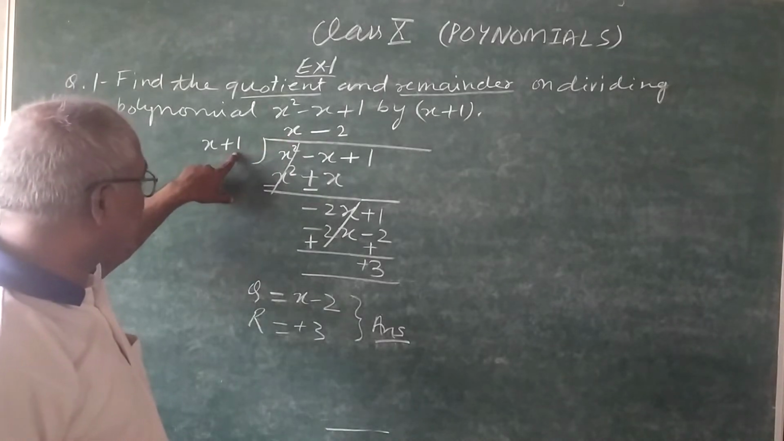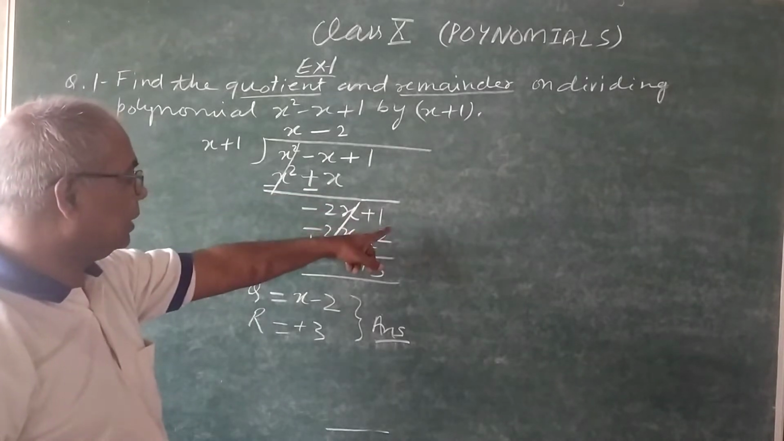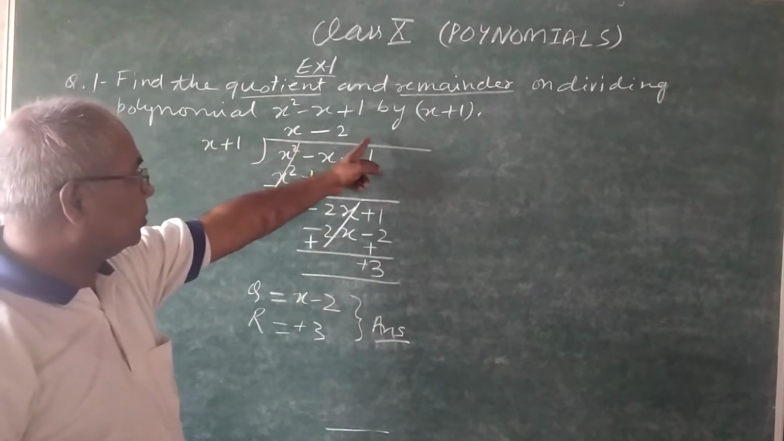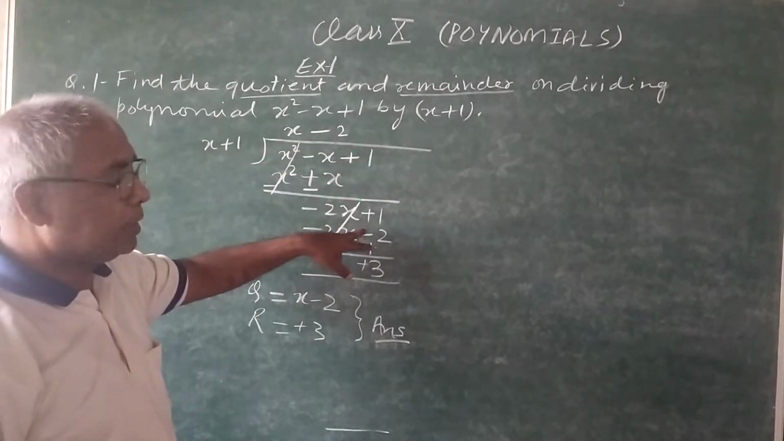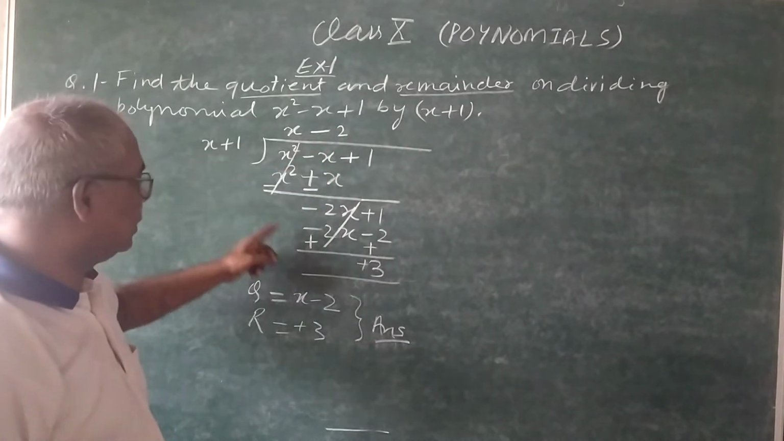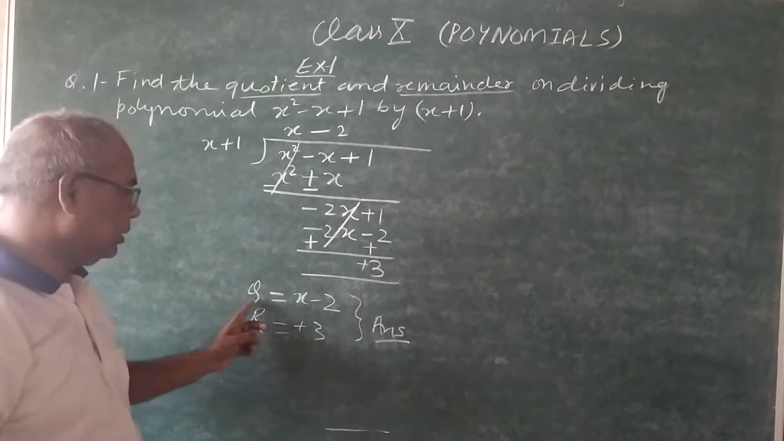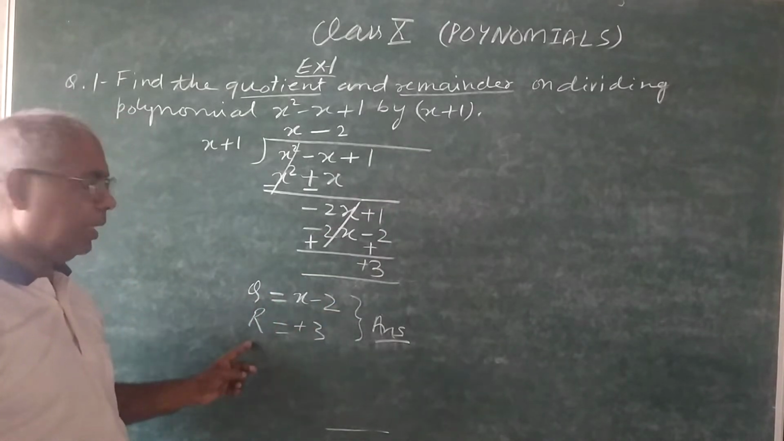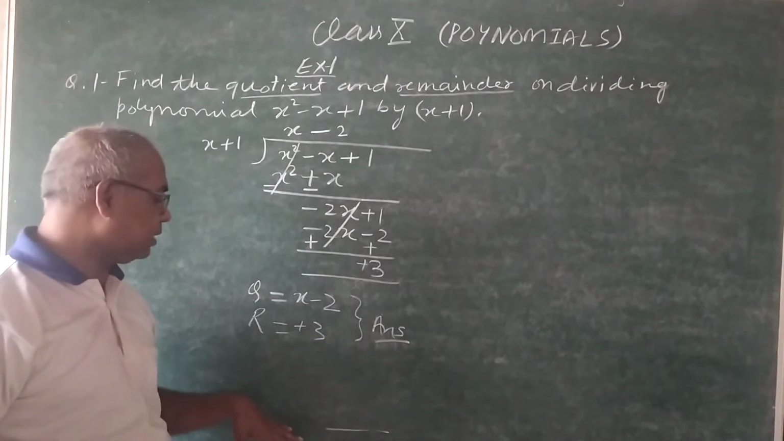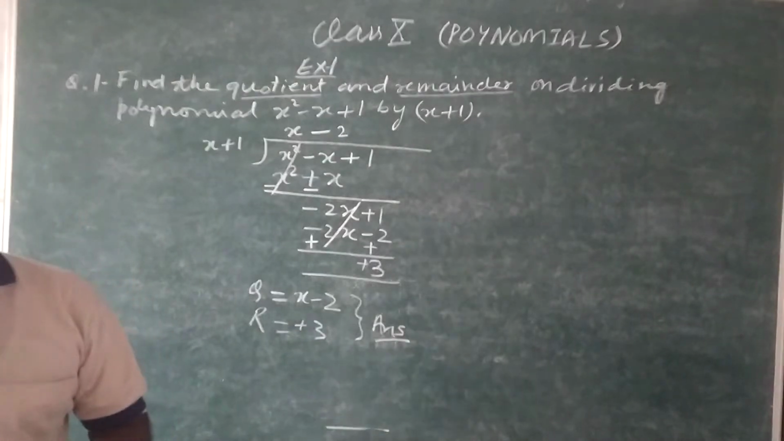x multiplied to this one is plus x, change their sign, it becomes minus 2x plus 1, and further it is divided by minus 2x, that is minus 2 times. So minus 2 multiplied to this one, change their sign and solve this. So the quotient is x minus 2, and the remainder is 3. That is your answer, and it is your first question. Now we will solve the other questions in a similar way.